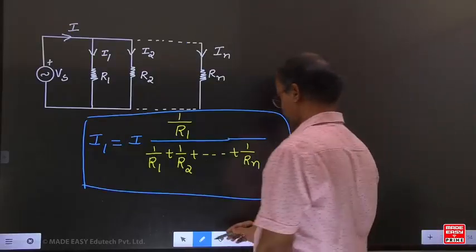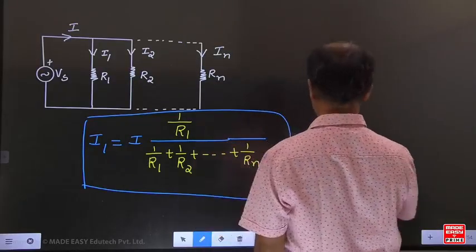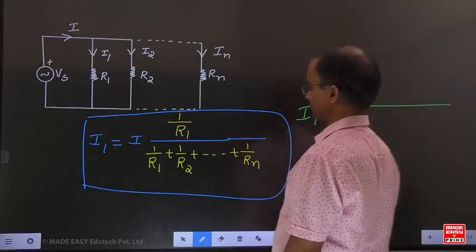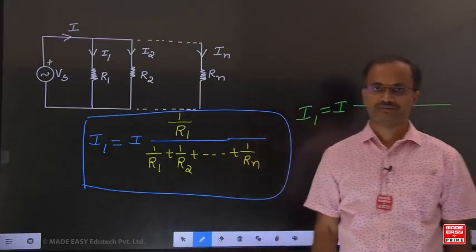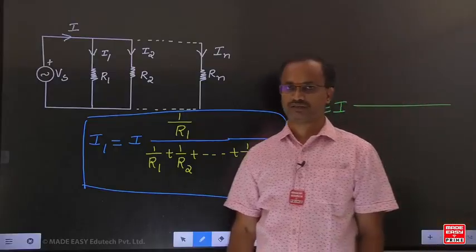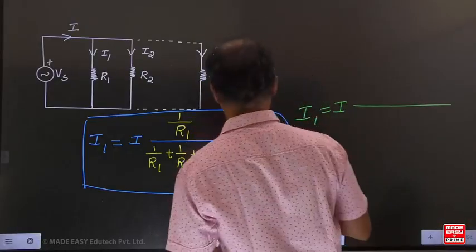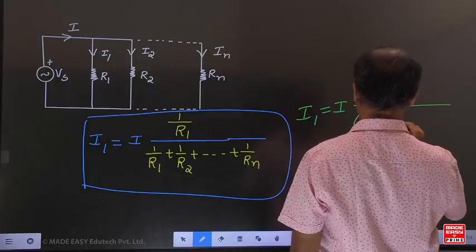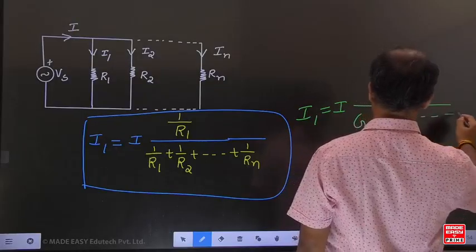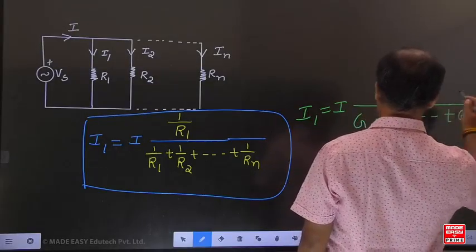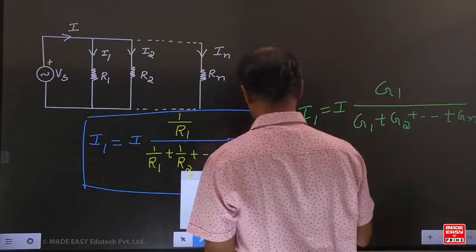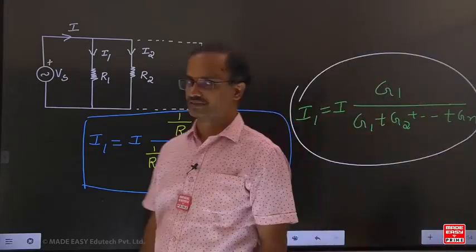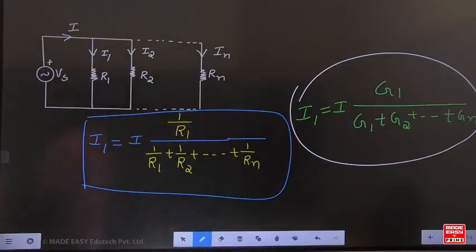Now in the questions, what they do here, in place of resistance they may give the data in terms of conductance. See, the reciprocal of resistance is what here? Conductance G1, G2, up to Gn, n number of branches. In the questions, in place of resistance they may give the data in terms of conductance.